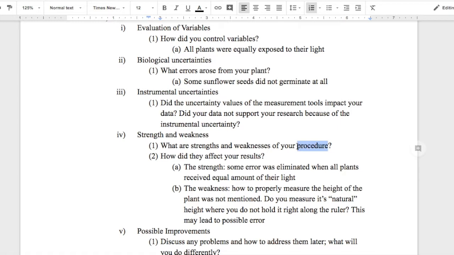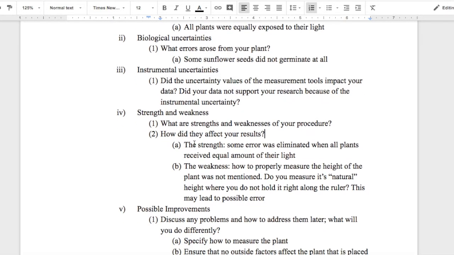Tie this into your procedure. Did you state everything you needed to state? Did you change anything during your experiment? And how would that have affected your results? So, for example, a strength of a potential procedure for this experiment could have been that some error was eliminated when all plants received equal amounts of light.